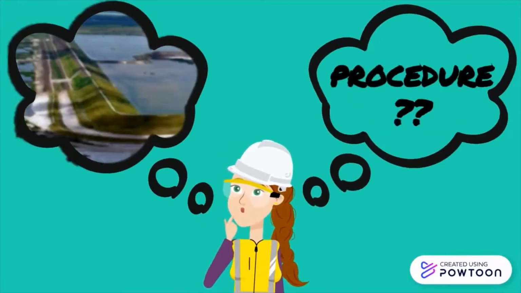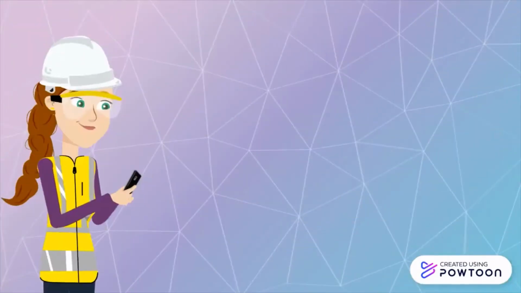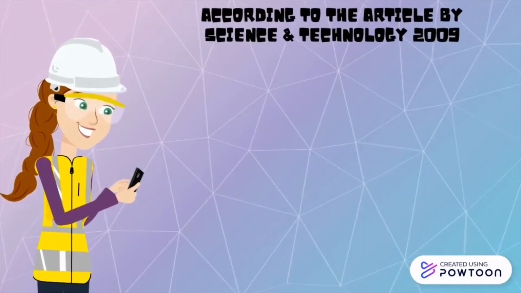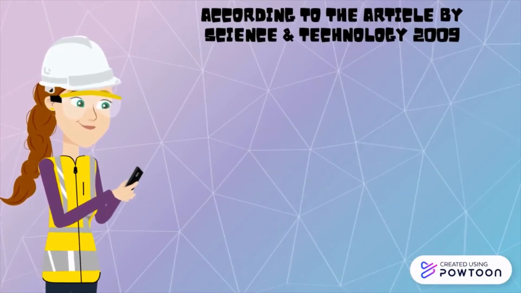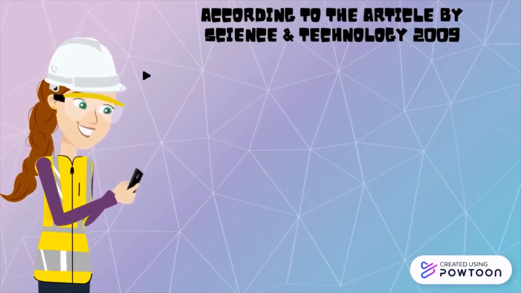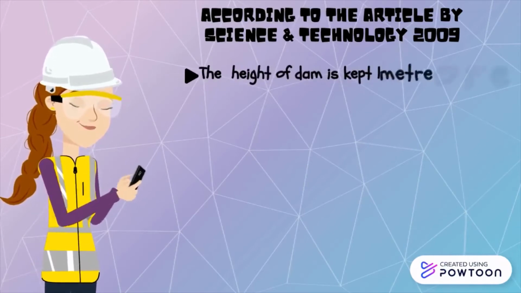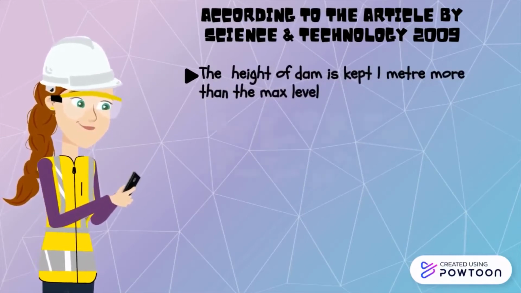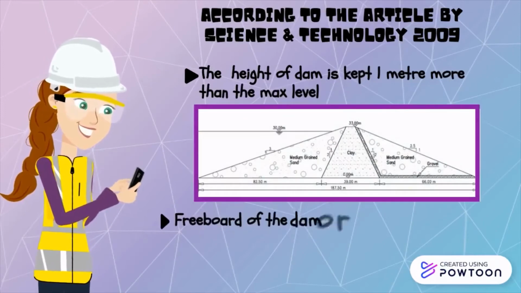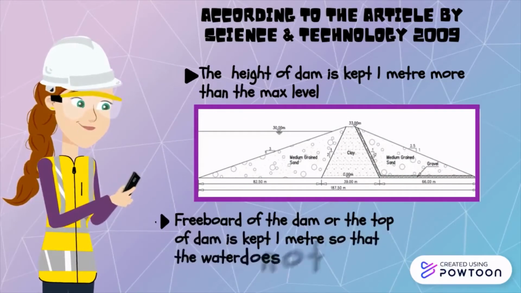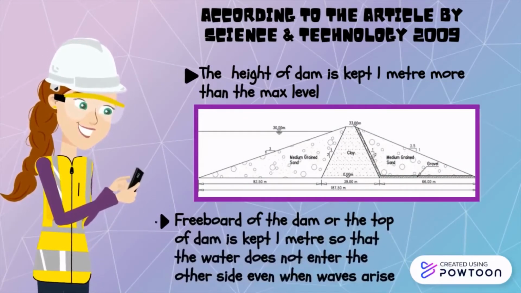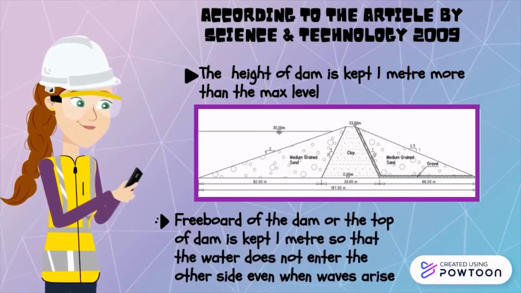What about the procedure? According to the article of Applications Earth-Fill Cofferdam by Advances in Science Technology 2009, the height of the dam is kept 1 meter more than the maximum water level. Also, the freeboard of the dam, or the top of the dam, is also kept 1 meter so that the water doesn't enter the other side even when the waves arise.